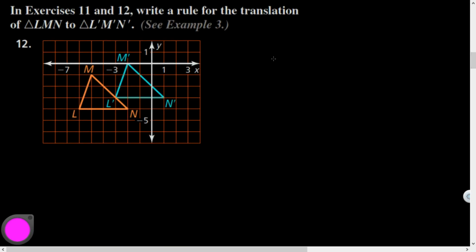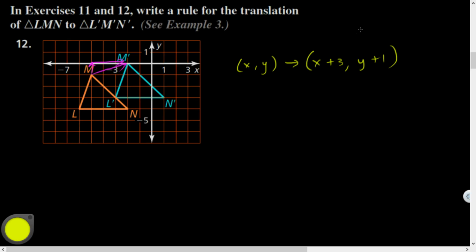Let's see. Write a rule for the translation. So I can just pick any of these points as reference. It looks like from M to M prime, it's going up 1 and over 3. A rule for the translation is this. So (x, y) becomes (x plus 3, y plus 1). I should have gone over and then up, shouldn't I? So that's how you write a rule for the translation.